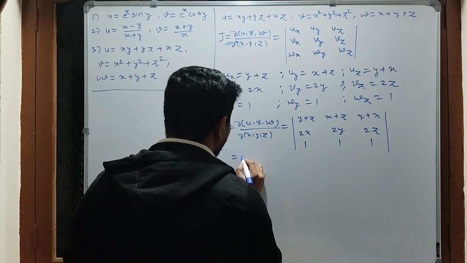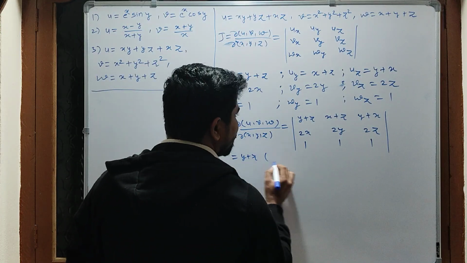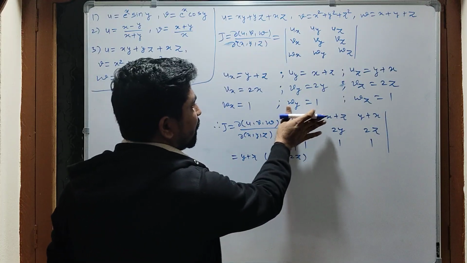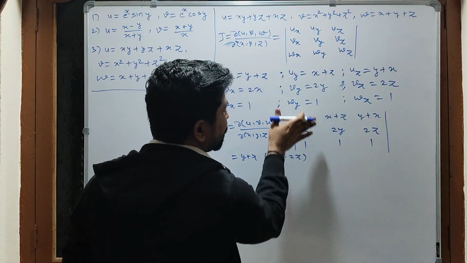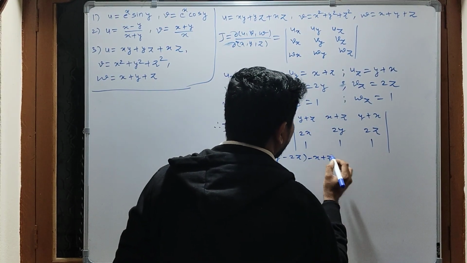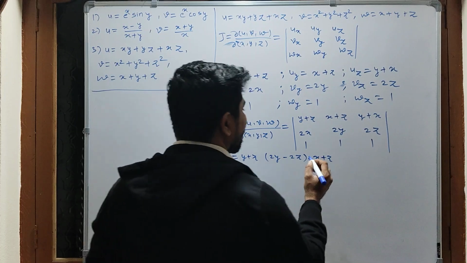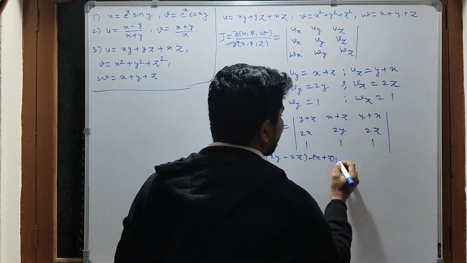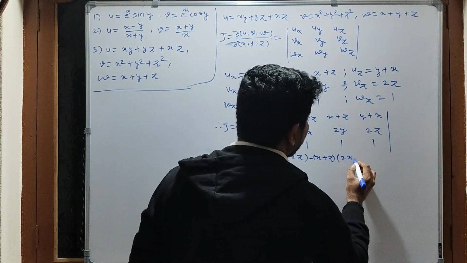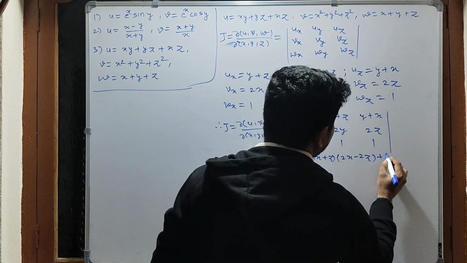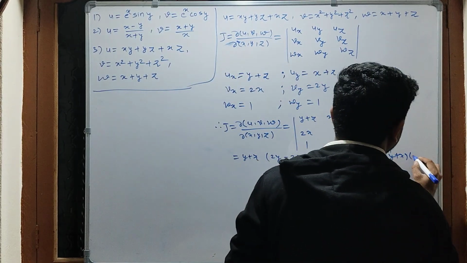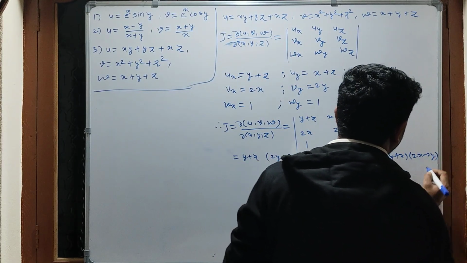So this is equal to, y plus z times 2y minus 2z, first row and first column as it is, then minus x plus z times 2x minus 2z, plus y plus x times 2x minus 2y.